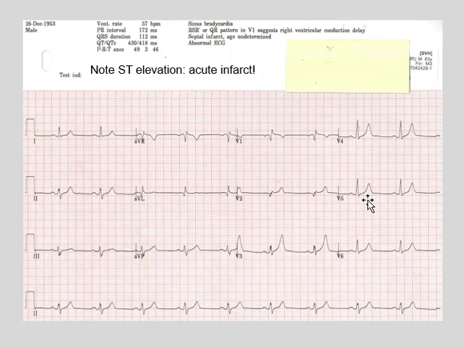In terms of conduction defects, let's look for block. There is that RSR pattern in V1 and V2. That's indicative of a right bundle branch block. Here they're being conservative and saying it suggests a right ventricular conduction delay. It all depends on whether it's greater than 3 little squares wide. And we always look for Q waves or ST changes. Now, in terms of P waves, this could be associated with hyperkalemia, potassium tent, remember, an excess of potassium ions?